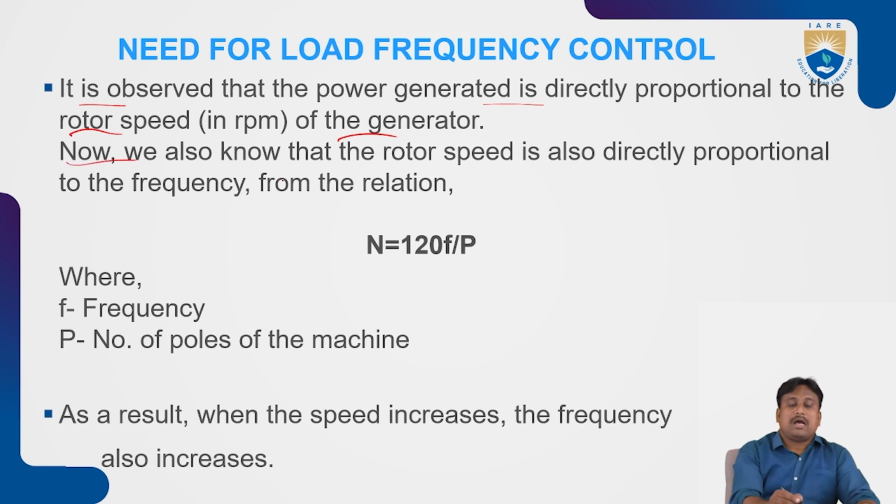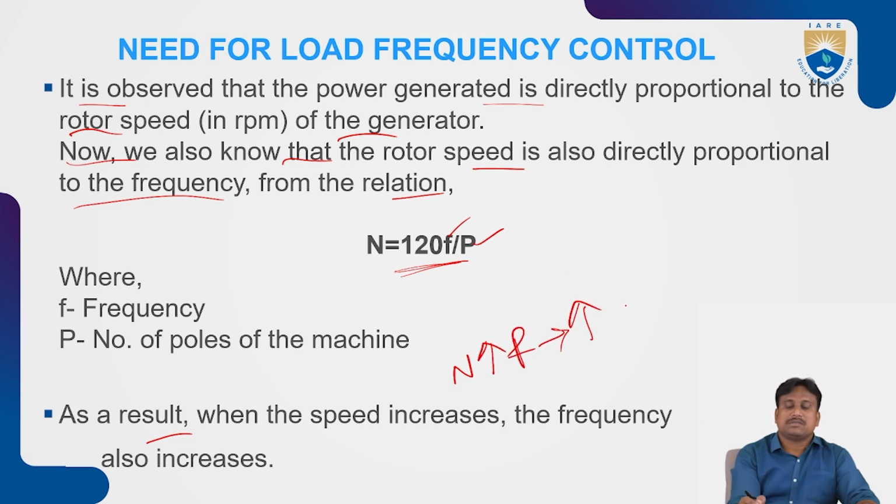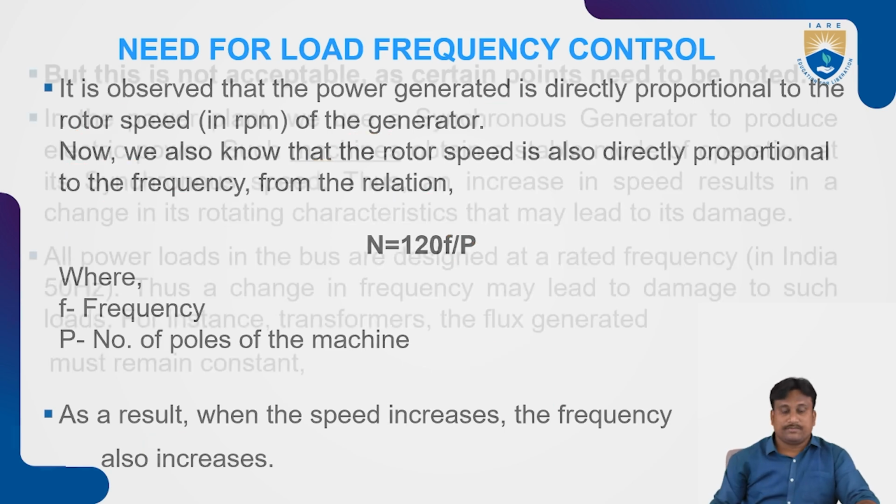Now we also know that the rotor speed is directly proportional to the frequency. That means from the relation N = 120f/P, where N is the speed, f is the frequency and P is the number of poles of the given machine, as a result, when the speed increases, the frequency also increases. Speed increases means frequency also increases.